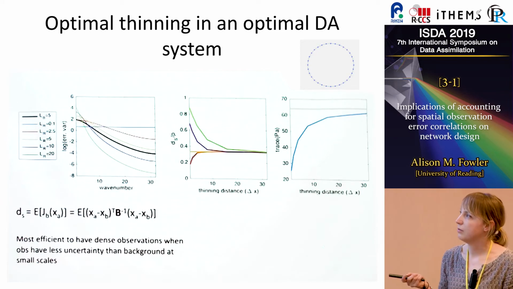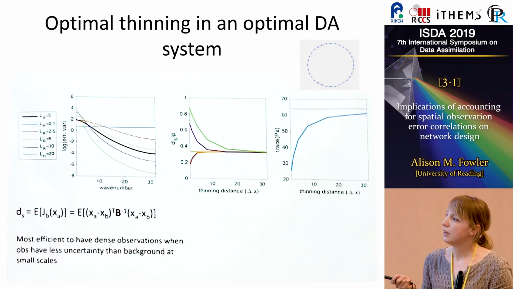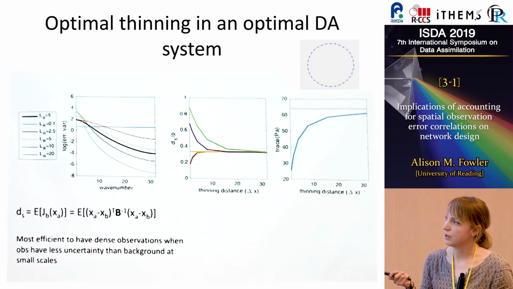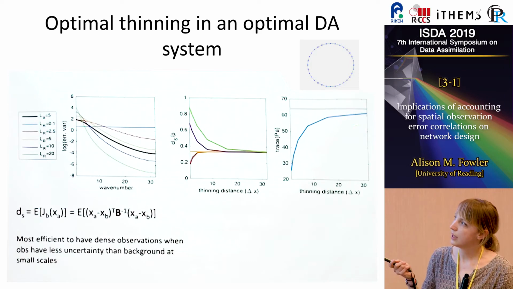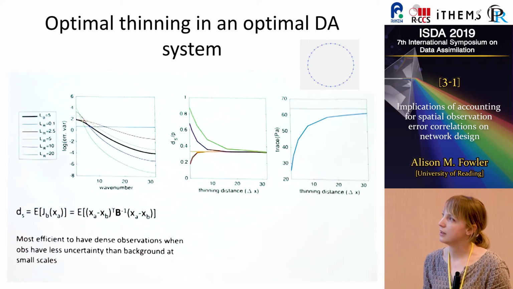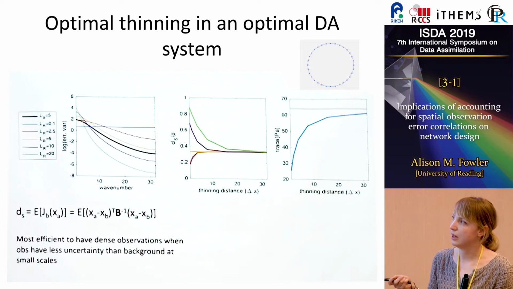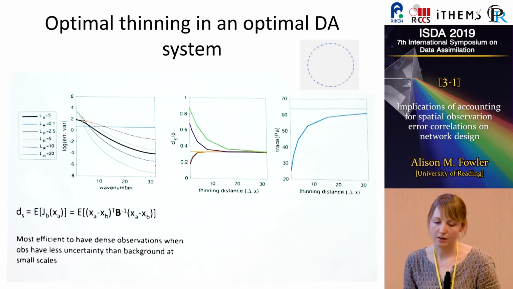But in data assimilation, we're, of course, interested in the accuracy of our analysis. So we can also look at the trace of the analysis error covariance matrix as a function of thinning distance. So again, this blue line is for the case when my observations are effectively uncorrelated. And as you'd expect, as you reduce the thinning distance, so you have more observations, you get a reduction in the analysis uncertainty.